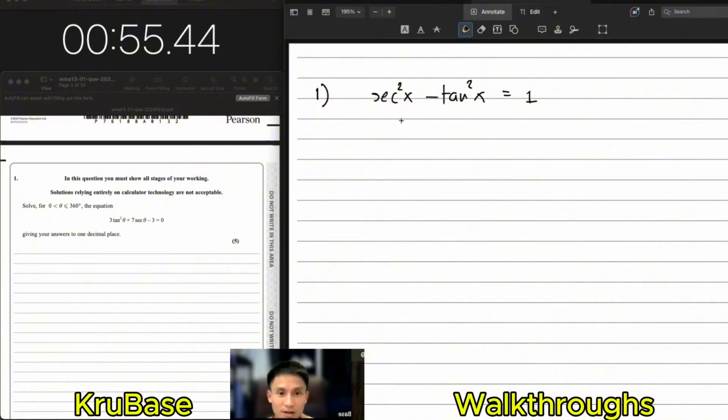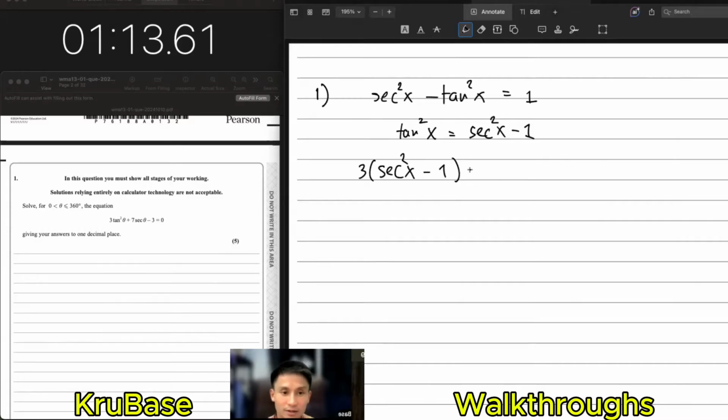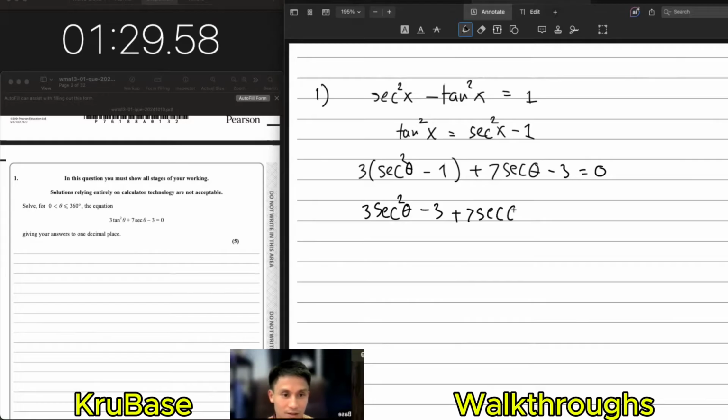So I'm going to be doing tan squared x is equal to sec squared x minus 1, just rearranging. And substituting into this equation, we would get rid of tan, so we have 3 in bracket sec squared x minus 1, right? Plus 7 sec theta, sorry, not x, theta. And then minus 3 equals 0. So just expanding all out, we get 3 sec squared theta minus 3 plus 7 sec theta minus 3 equals 0. I'm not going too fast, guys.